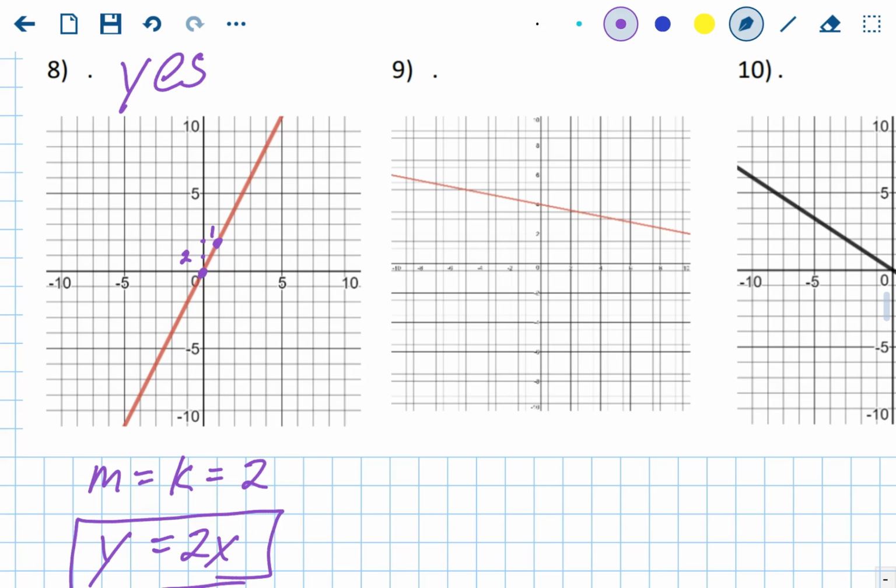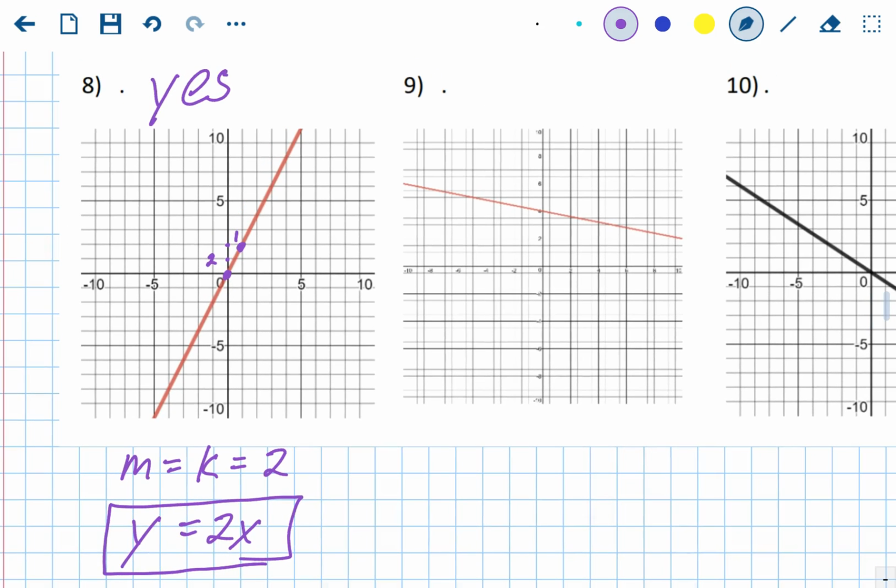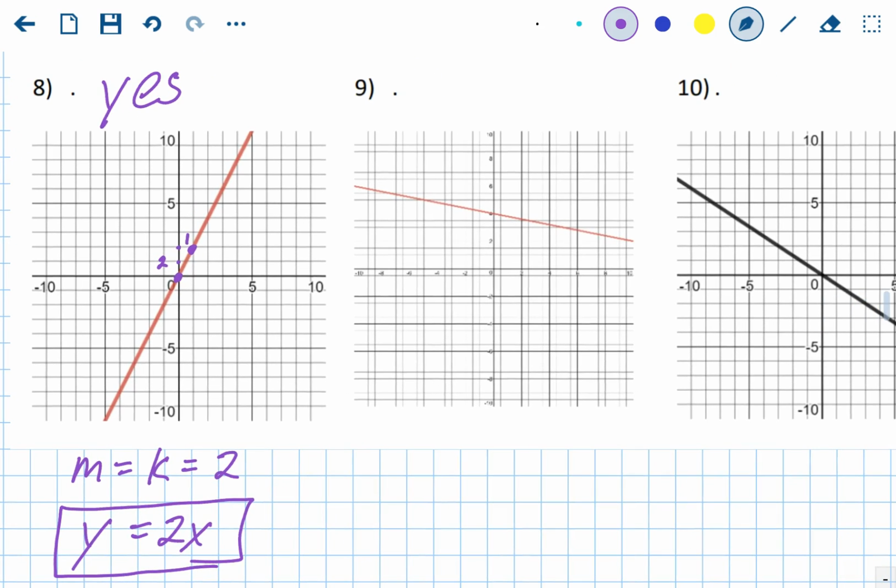The next graph got a little strange in the conversion, but we can see that the origin's down here, and your graph is up here, and your graph is not going through that origin, which is automatic no, this is not direct variation.